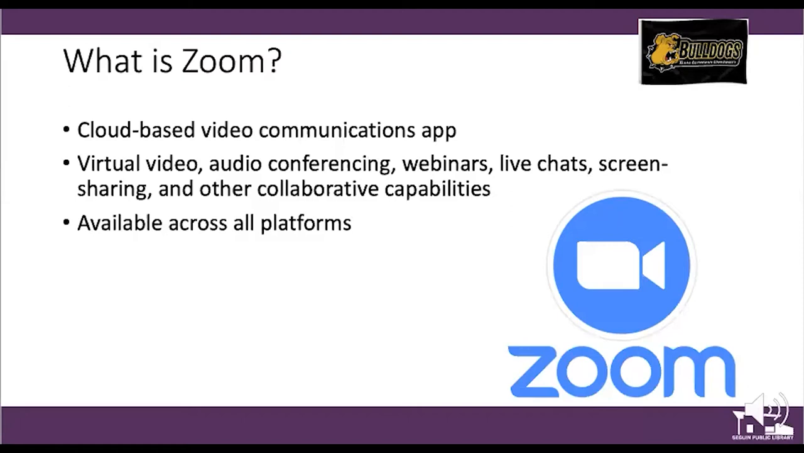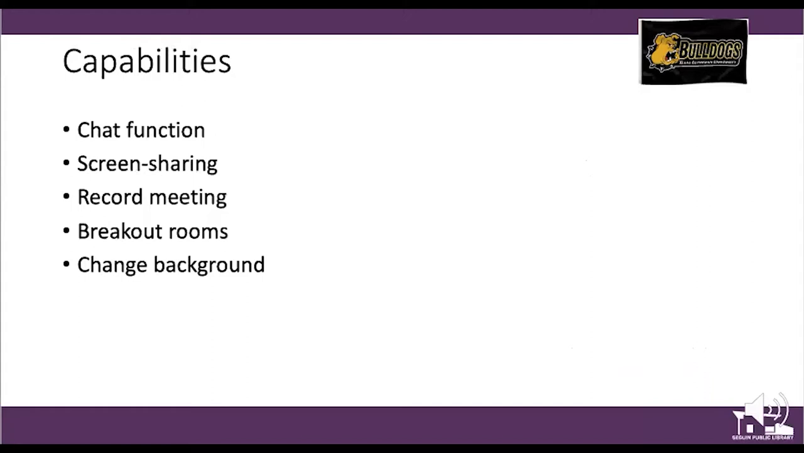The capabilities of Zoom include a chat function, screen sharing, recording a meeting, breakout rooms, and changing the background. For the chat function, anybody in the meeting can send a chat to everybody, or you can send a message privately to one individual. There is also the option for screen sharing, so the host can allow participants to screen share, or the host themselves can share a PowerPoint or anything on their screen that they would like to share.